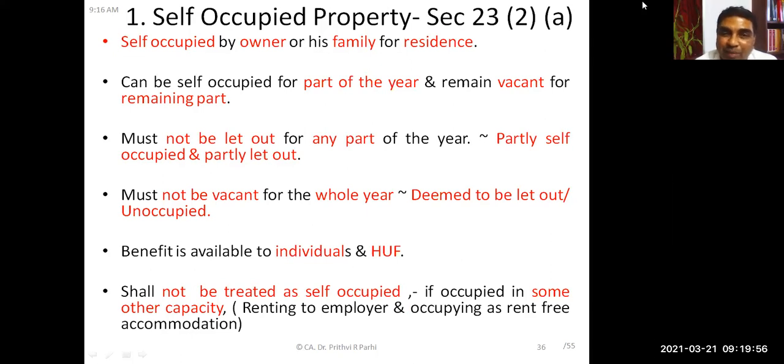If it is let out for any part of the year, then the nature of the house changes. What kind of house will it become? Let us say it is self-occupied 10 months and let out for 2 months. What kind of house is that? Partly self-occupied and partly let out. But one more thing, it must not be vacant for the whole year. If it is vacant for the whole year, it can be unoccupied house or deemed to be let out house.